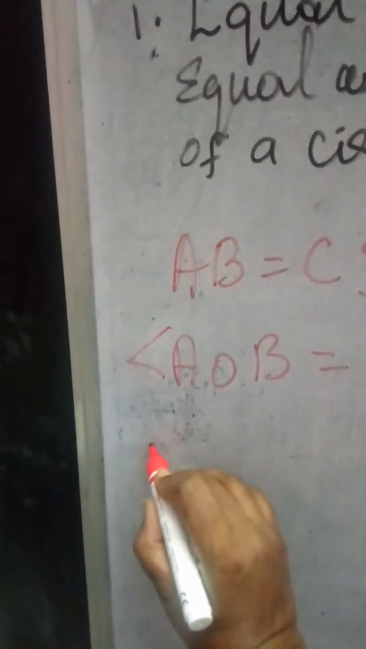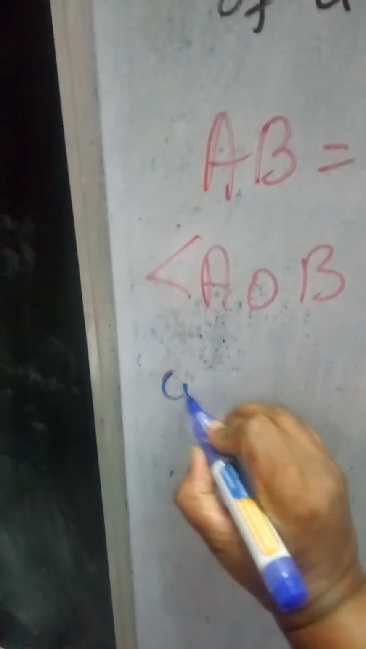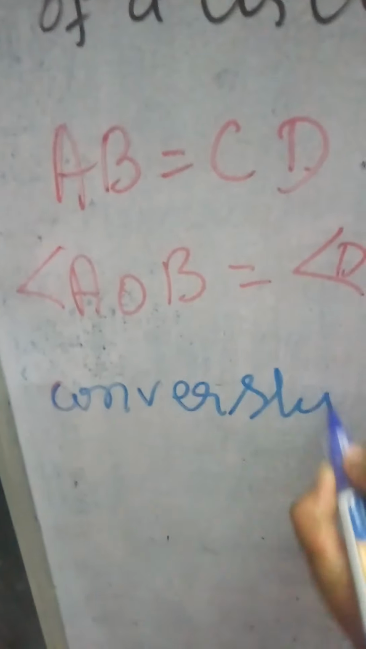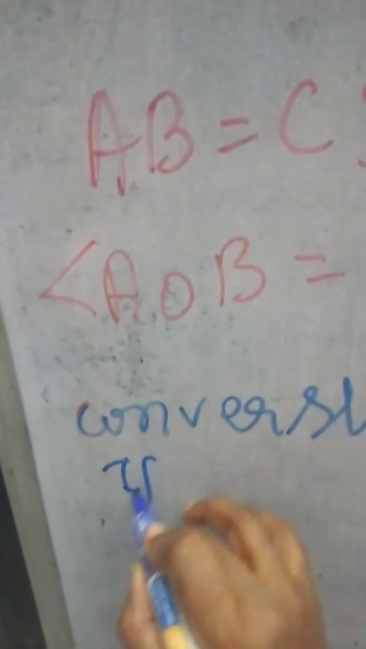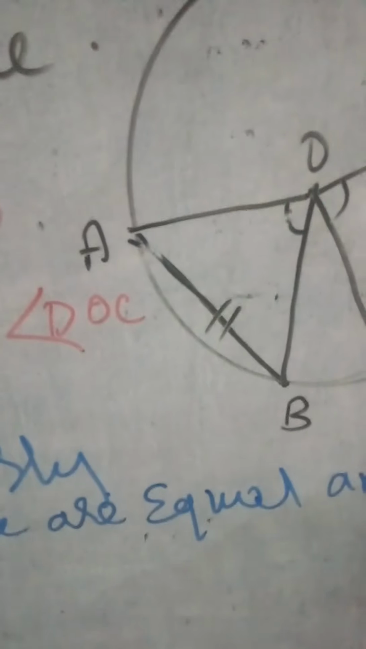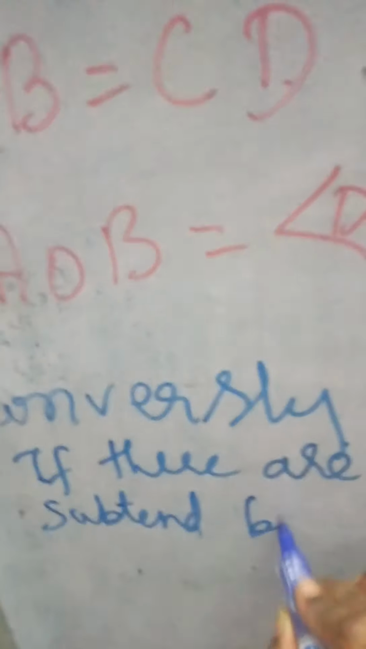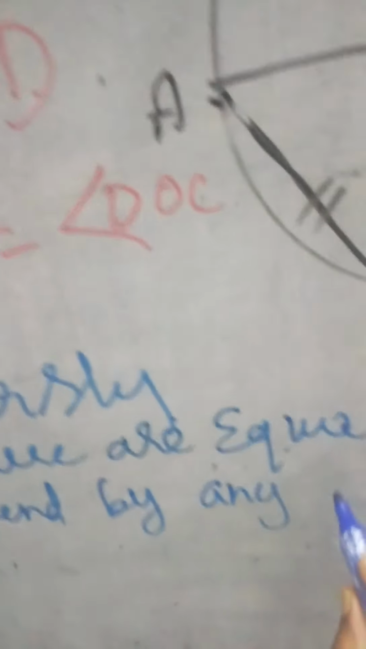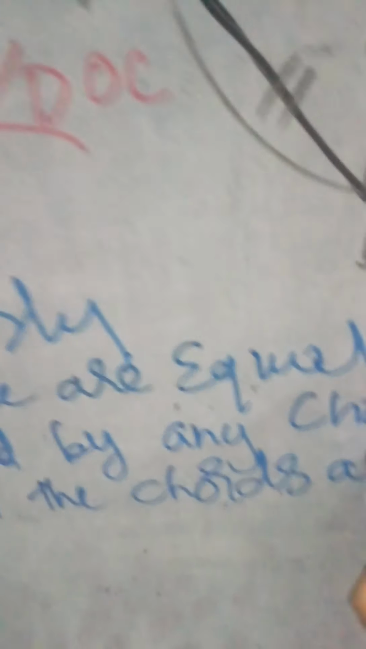Now conversely, if there are equal angles subtended by any chords, then the chords are equal.